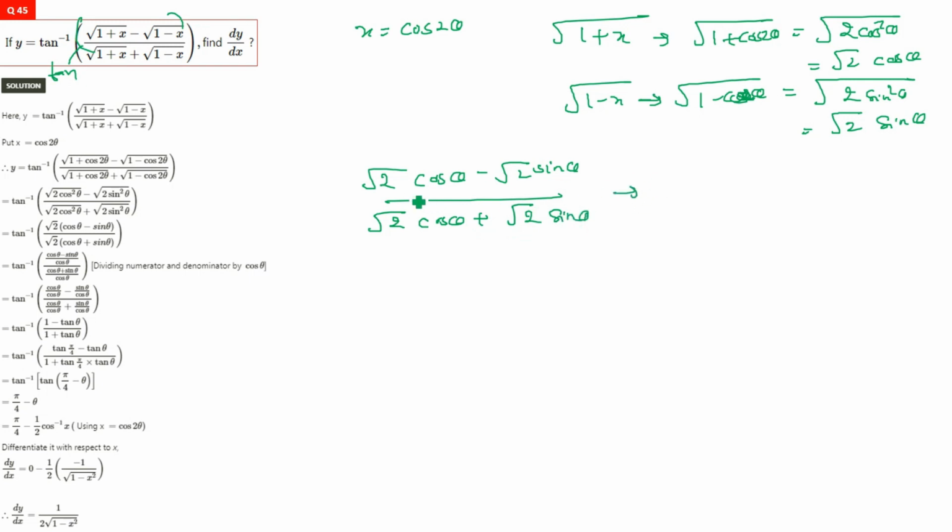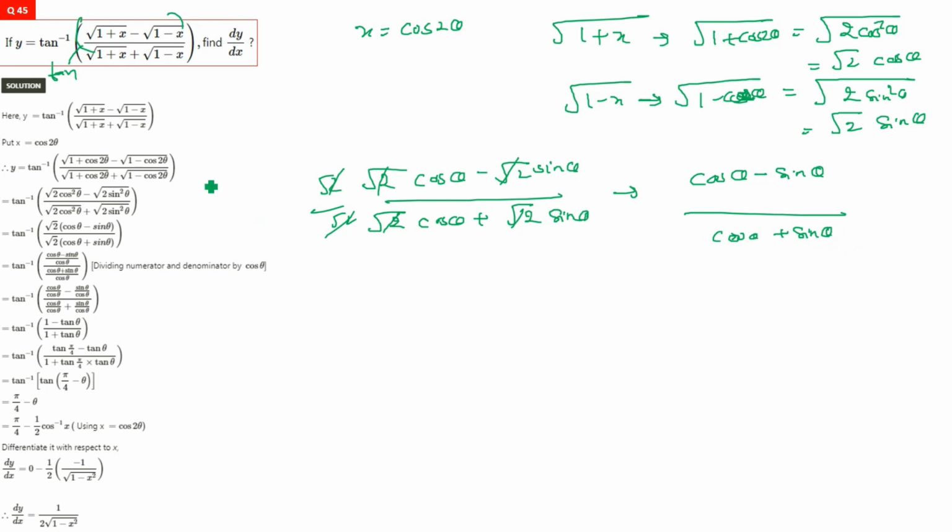Under root 2 is common, so you can take it outside and cancel it. What I'm trying to suggest is that I have taken root 2 common from numerator and denominator and cancelled it. So what remains is cos theta minus sin theta divided by cos theta plus sin theta.